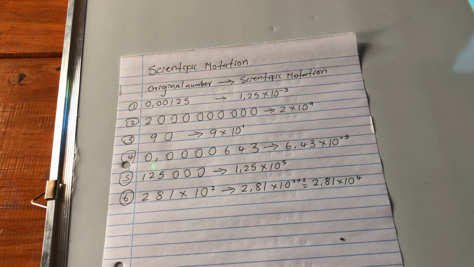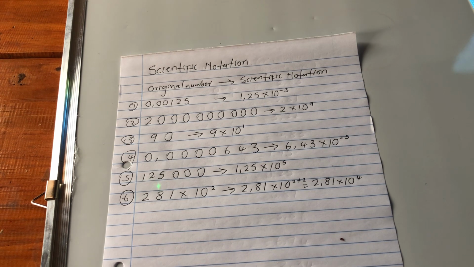Now, let's move this point. Let me do it again. 1, 2, 3, 4, 5. I have moved it 5 times. And I'm going to place it between 6 and 4, which is 6,43. Multiply by 10 to the power. Because I'm moving it to the right, the exponent will carry a negative sign, which is 10 to the power minus 5.